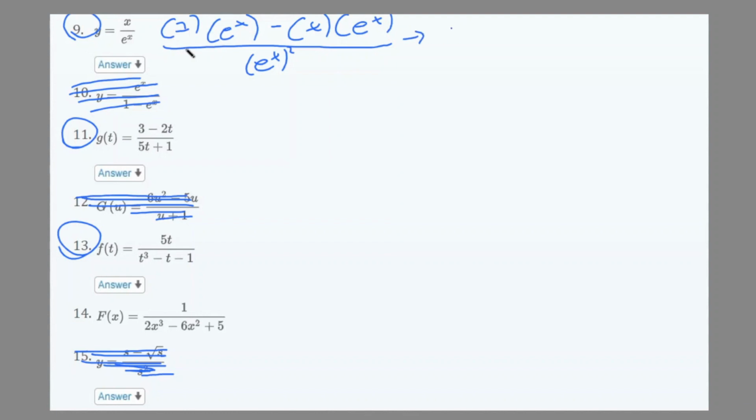If we simplify that, we would get e to the power of x minus x e to the power of x, over e to the 2x power. We could simplify that further, but a lot of the time you could just leave your answer like that, and that's just a viable answer.